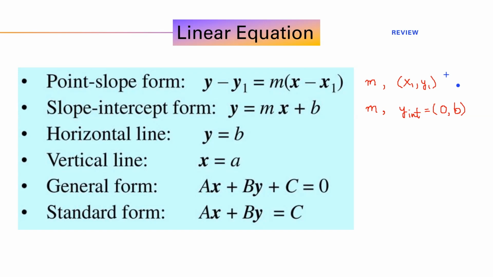Horizontal line, it looks like that when you graph it, and then the vertical line is how it looks like.